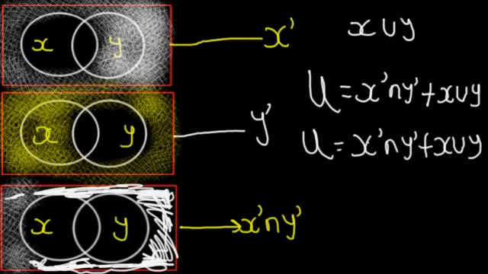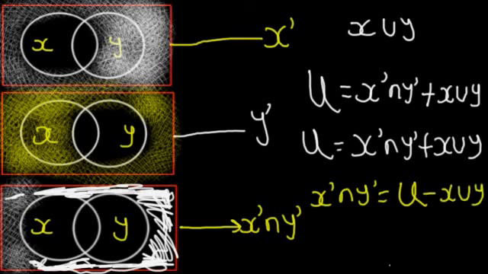Now let's take x prime intersection y prime and leave it on that side, and bring x union y to meet U, which is the universal set. Let's bring it to this side. So therefore we are going to have x prime intersect y prime equal to the universal set minus x union y. And that is how the expression is derived.